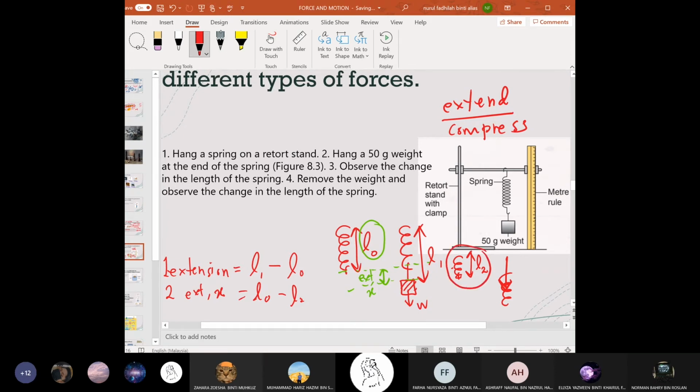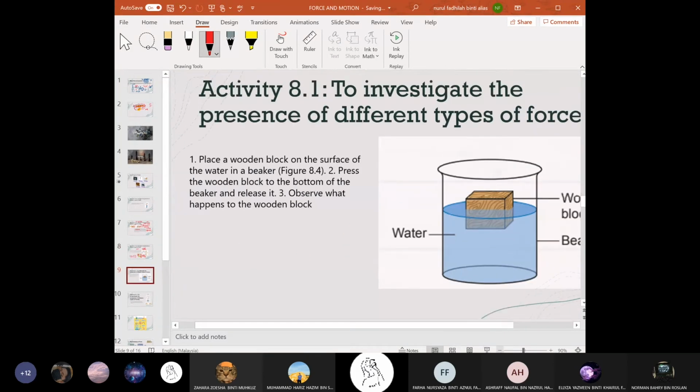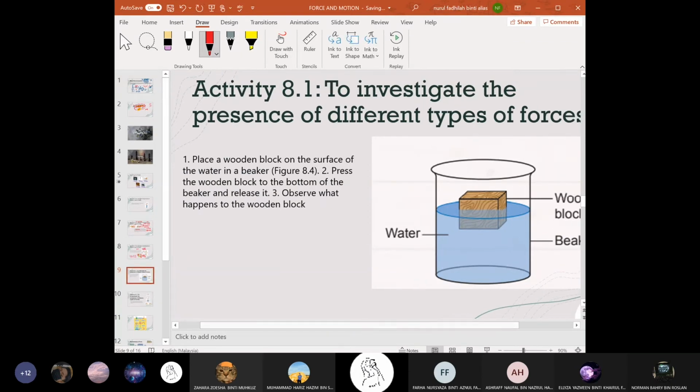Next situation, this is an activity you can do yourself. Go to the kitchen, take a basin or a pot and pour water into it. Then put in anything that you think can float. Let's say, what example can float in water? Maybe an egg? Will the egg float or will it sink? Or maybe you put in ice. They will float. So what causes the egg or the ice or the wooden block in the diagram to float?